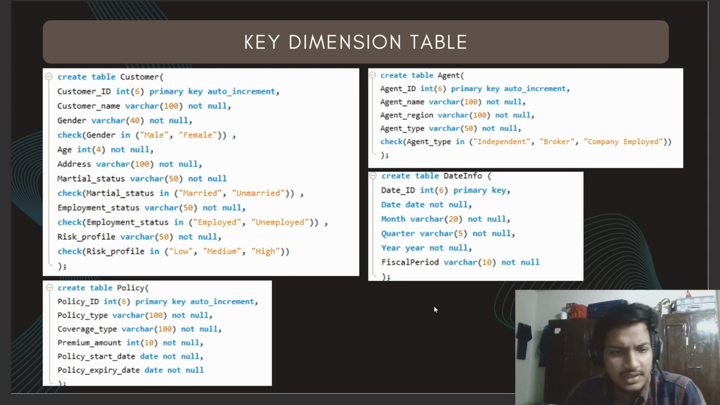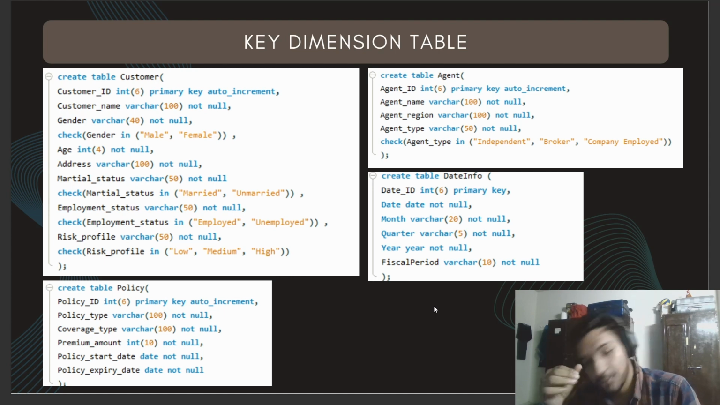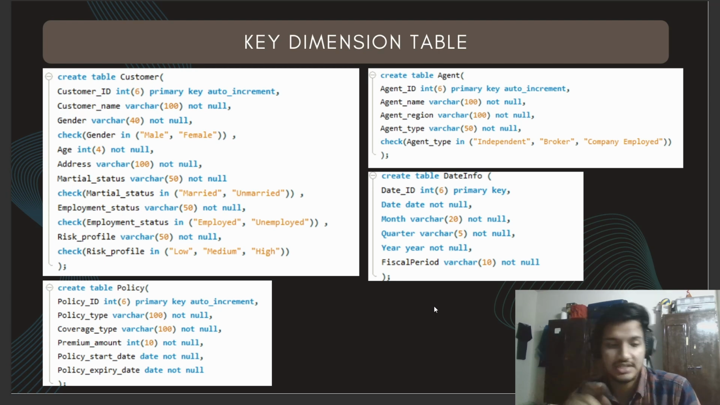Now, the next dimension table is the policy table. It has policy ID, policy type, coverage type, premium amount, policy start date, and policy expiry date. Then the agent table, with agent ID, agent name, agent region, and agent type, with a constraint to check that the agent type should be independent broker or company employed. The last dimension table is the date table. That contains the date ID, a date column, a month column, quarter, year, and a fiscal period.